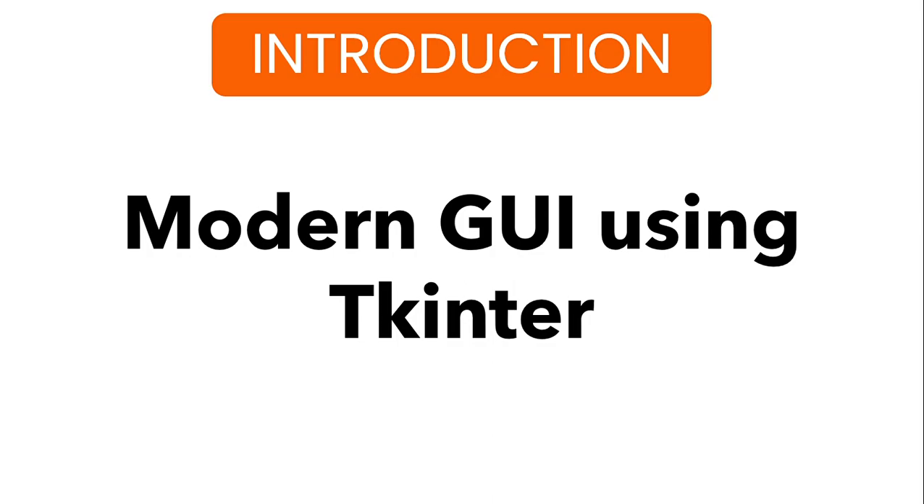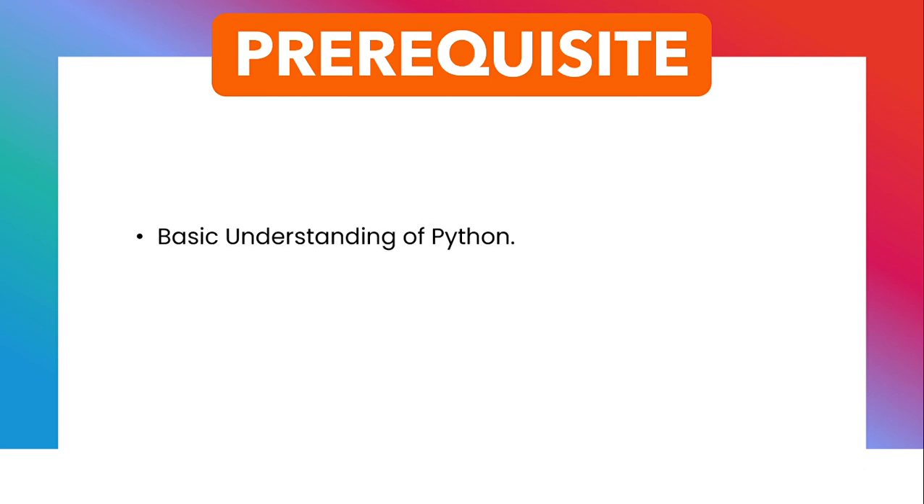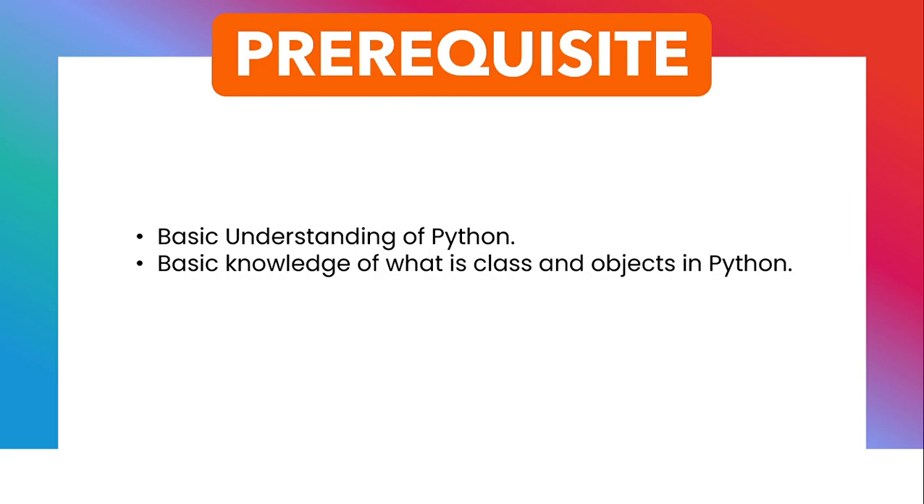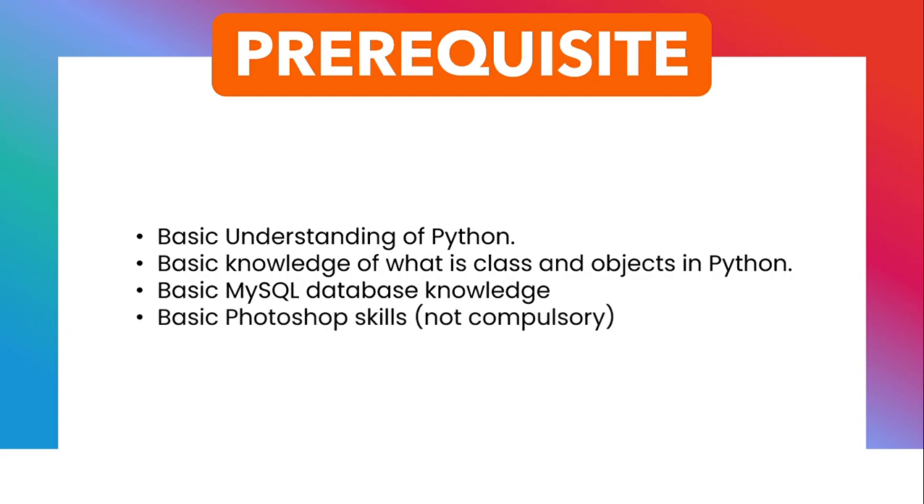So we are here to create a modern GUI using Tkinter. For that, we will need a basic understanding of Python and basic knowledge of what classes and objects are in Python. MySQL database knowledge is needed, and then Photoshop skills. It's not compulsory: if you don't have Photoshop skills, you don't need to learn how Photoshop works. So you don't need that. I will be guiding you on how to create the designs that we'll be using here.